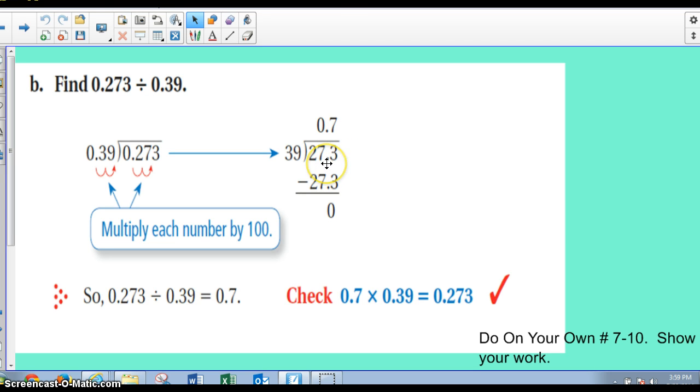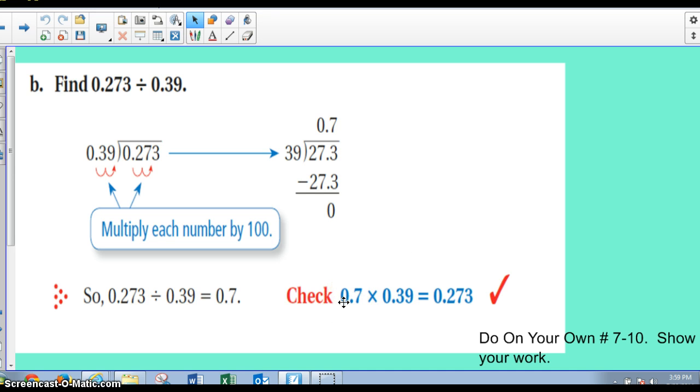Then you go back and you think about what we did in example 1, and we move that decimal point up to the top, exactly above. And now I can work this out again. You can check it out. And in this case, they checked it out by doing the opposite. They did this times this, and they should get this answer. And that's a great way to check it.